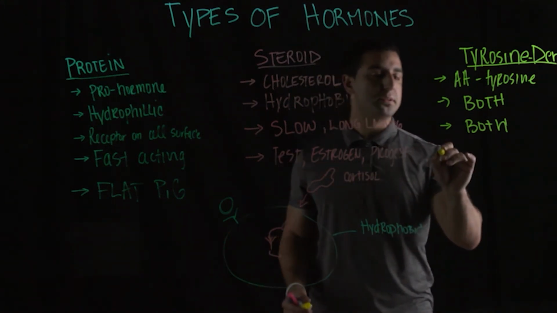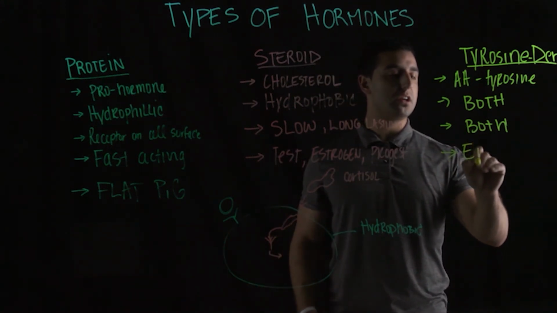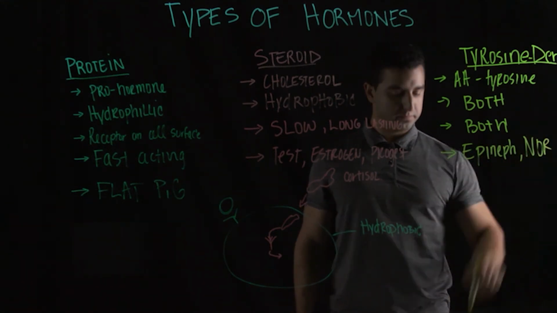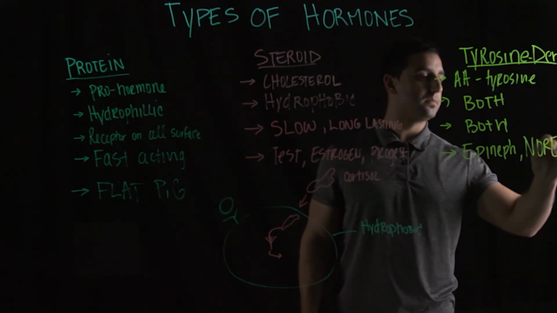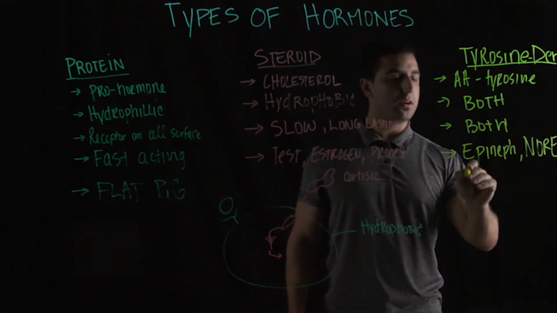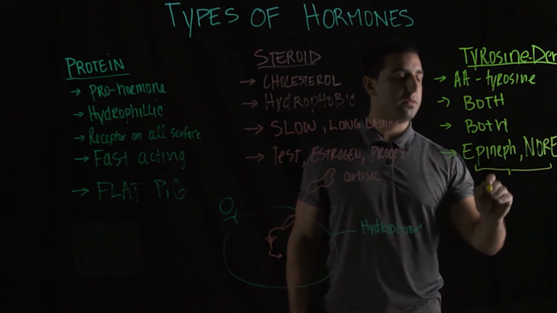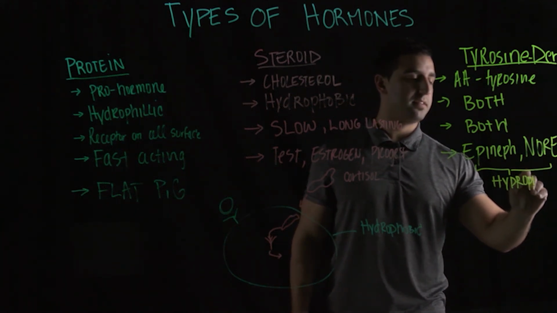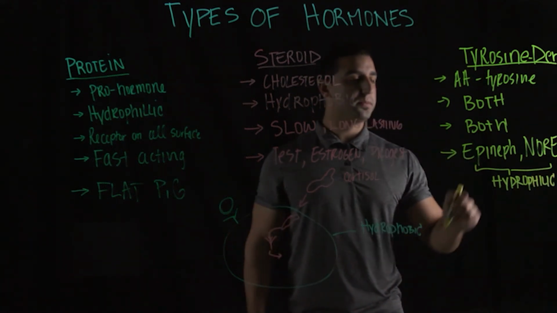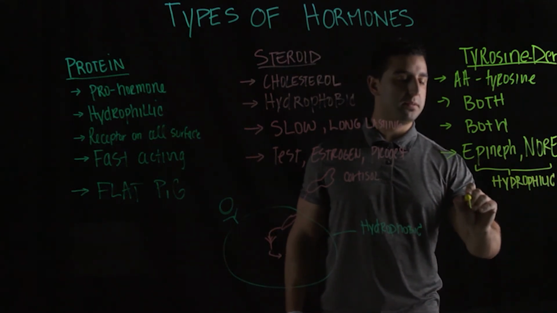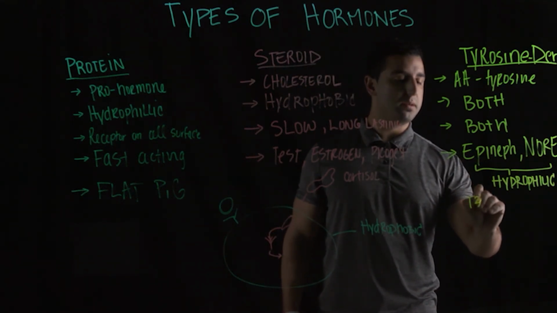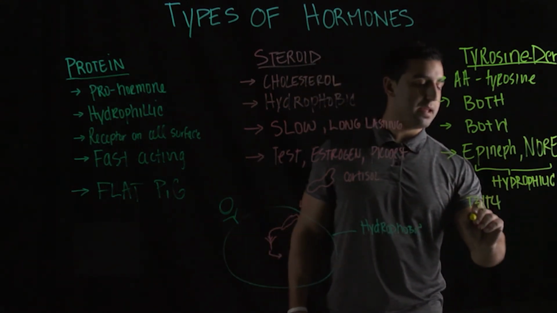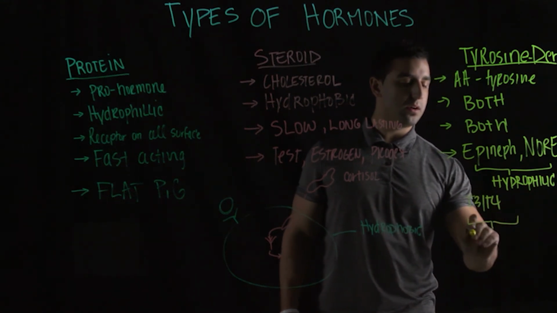And then finally, examples that we talked about. So I just mentioned a couple: epinephrine, norepinephrine, what else? So these are the hydrophilic hormones. And then you have tyrosine-derived hormones like the T3, T4. These are your thyroid hormones, so thyroxine, triiodothyronine. And these molecules are hydrophobic.